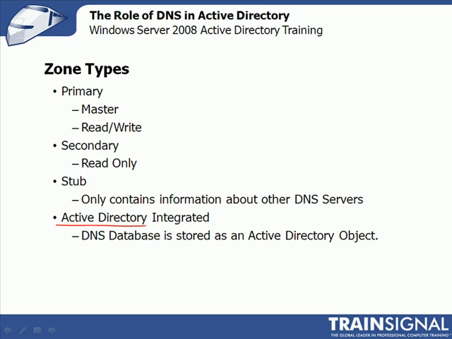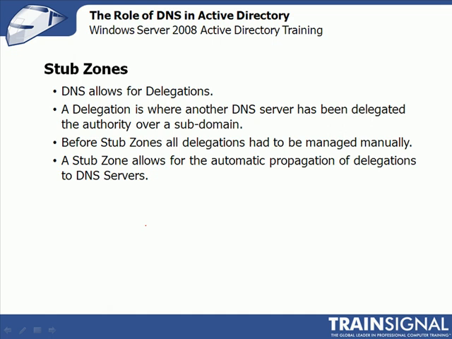Active Directory integrated zones are one where the DNS database is stored as an Active Directory object and is replicated within the Active Directory database. Again, we'll look at that in just a moment. First of all, let's talk about subzones.